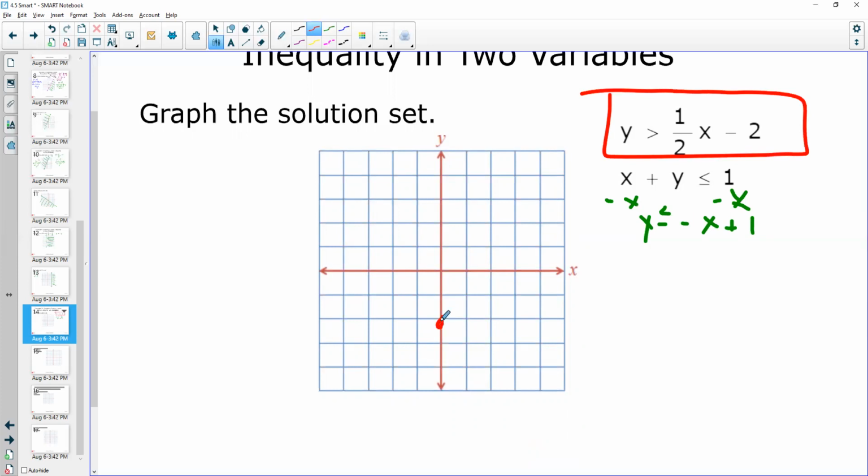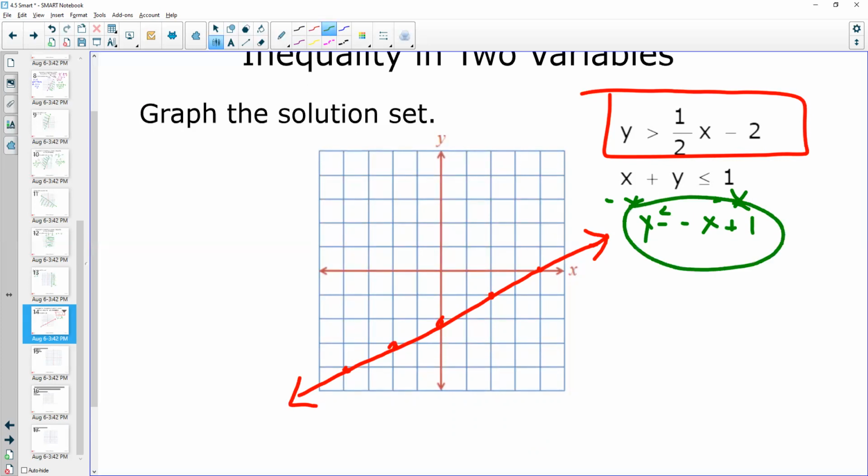The y-intercept's at negative 2, up 1 over 2, up 1 over 2, up 1 over 2. You want to draw enough of the line, okay, that they're gonna cross. I'll show you why. So there's the red line. Let's make the other one green. Y equals negative x plus 1. So the y-intercept is at 1, and it's going to go down 1 over 1. So I see where they cross. I see what my line looks like. And now here's the trick. The red line should have been dashed, so I'm going to make that so.